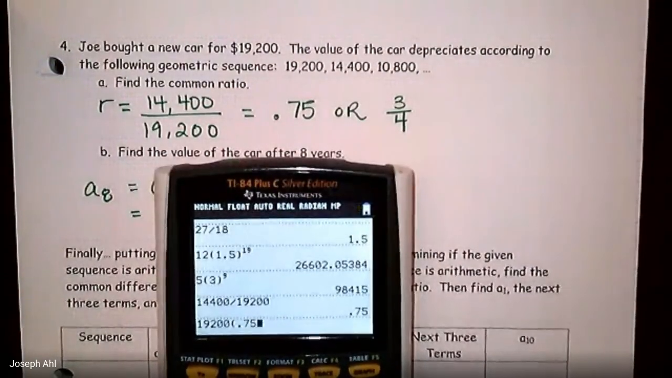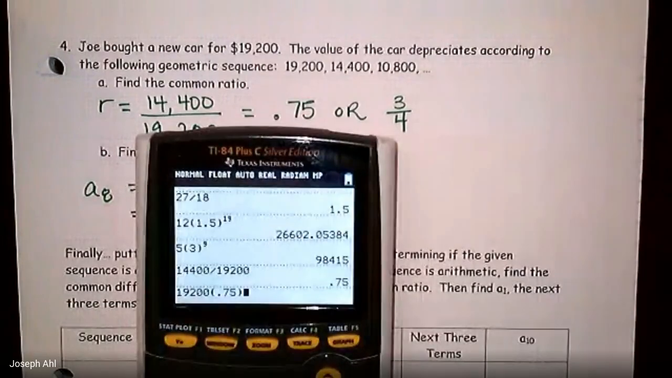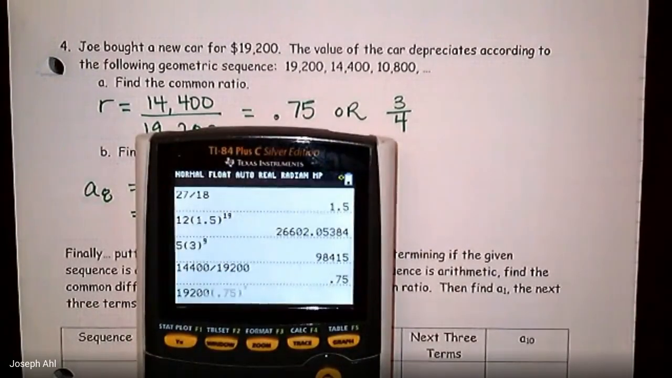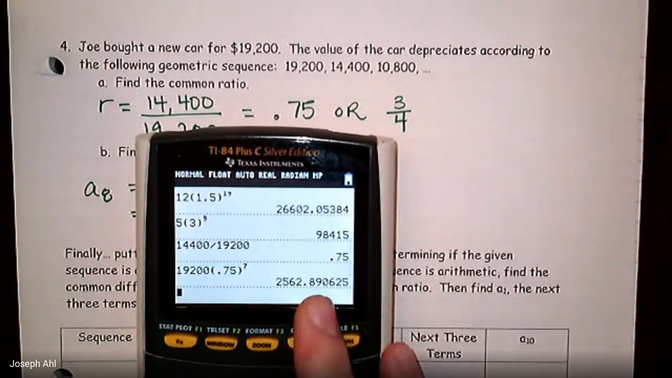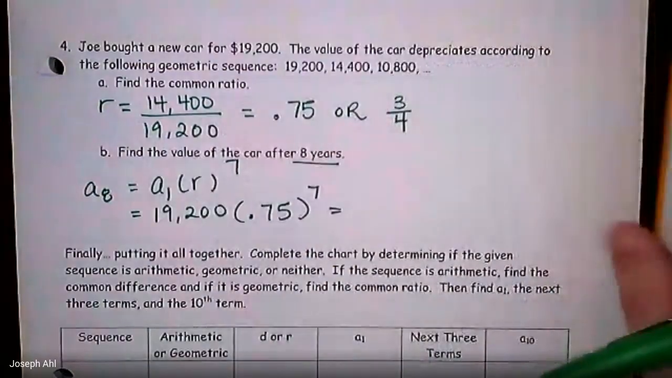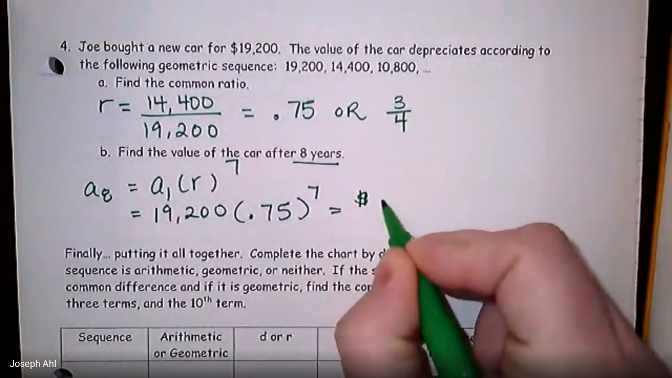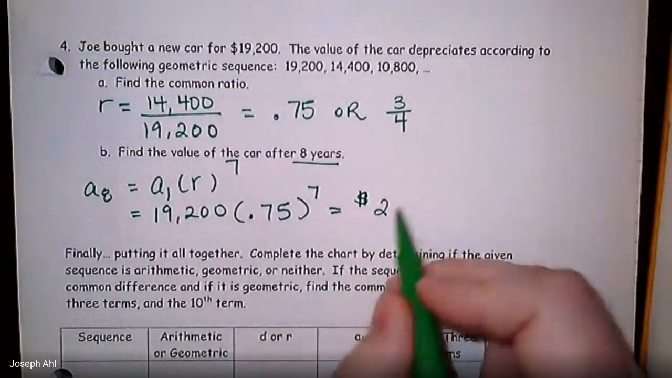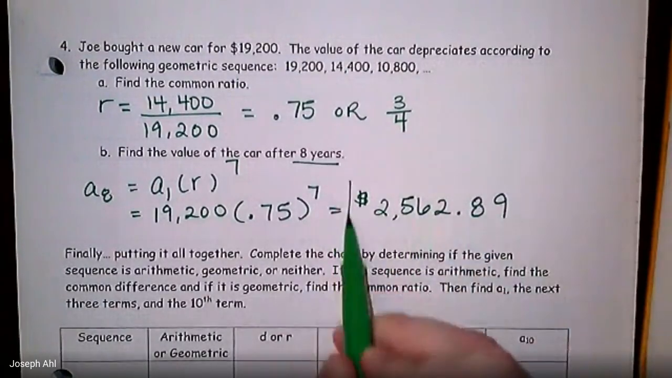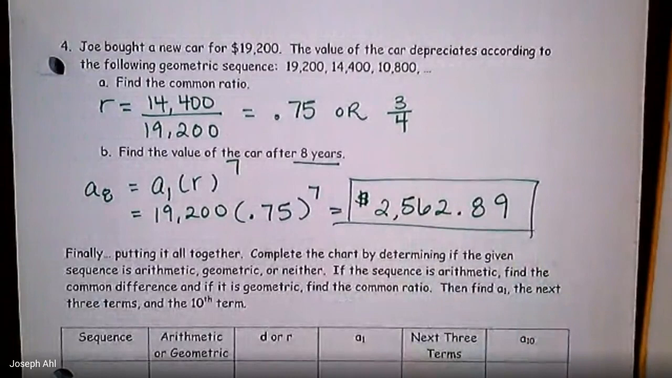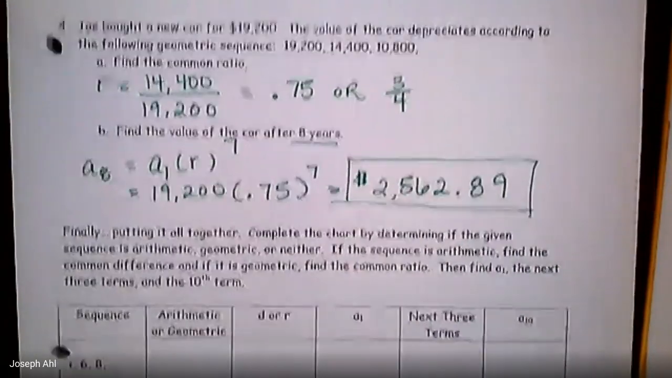19,200 times 0.75 to the 7th power is 2,562.89. I'll actually include the 0.89 here because we're talking about the value of a car. So I guess in theory, you can have some change that's associated with that. I'll go out to the 89 cents here since it's dealing with money. Okay, so just some quick applications of geometric sequences.